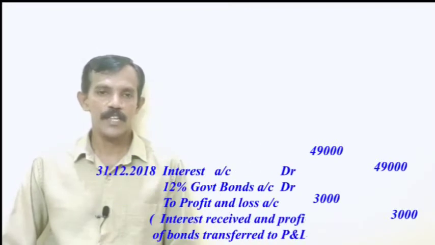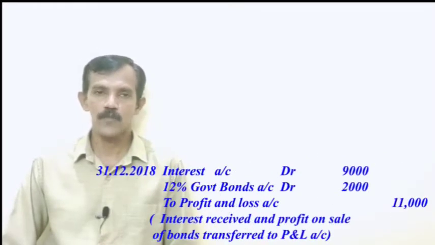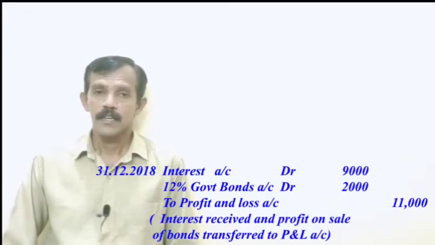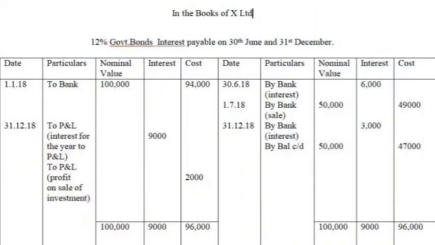Then on 31st December 2018, we will transfer the interest received and profit on sale of 12% government bonds to our profit and loss account. Journal entry: interest account debtor 9,000, 12% government bonds account debtor 2,000, to profit and loss account 11,000. These are the journal entries required. Then we post these journal entries to our investment account. We draw our investment account in the books of X Limited.